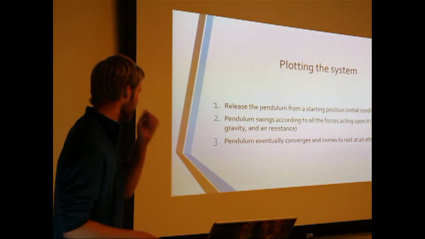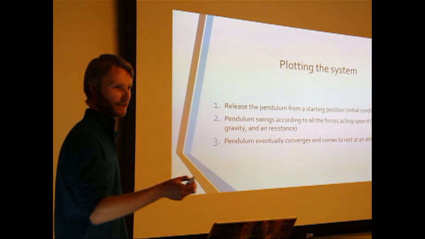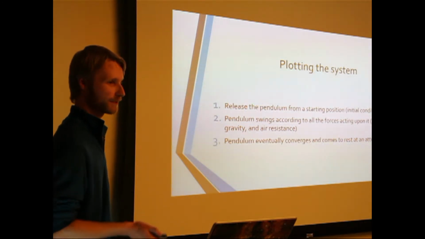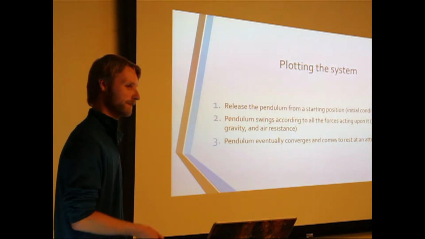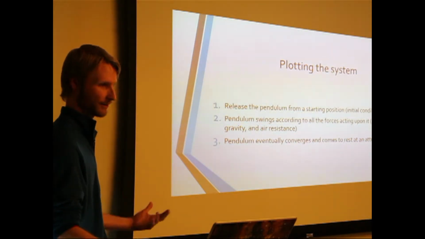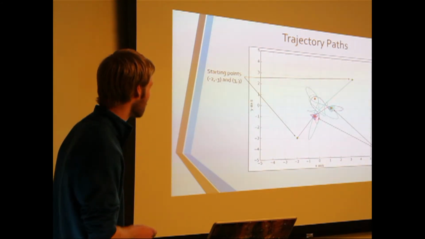All right, so plotting the system. How do we do it? We take the pendulum head, we pick some position in the XY plane, and we release it. Those are the initial conditions. The pendulum swings according to all the forces mentioned, and then the pendulum eventually converges and comes to rest at one of the attractors due to the dampening or air resistance. So here's a plot kind of showing this. These are our starting points.